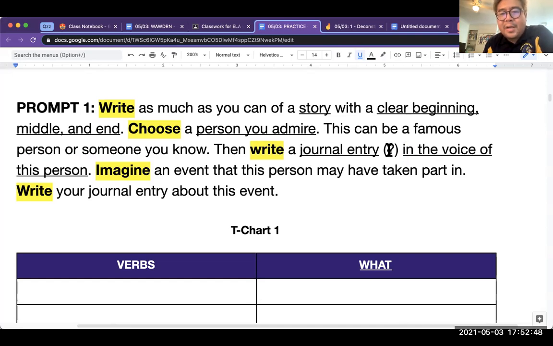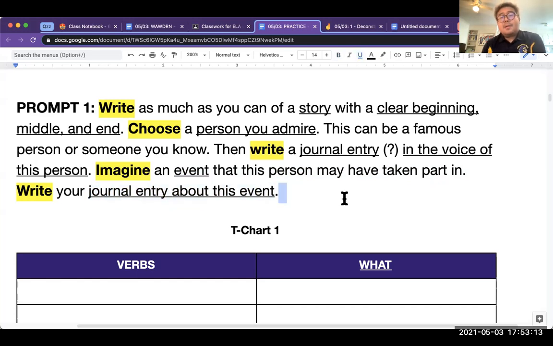So write a journal entry in the voice of this person, right? In the voice of this person. I'm pretending to be this person. Now, next verb, imagine. I'm going to imagine an event. That's what I'm going to underline, that this person may have taken part in. Okay, I don't need to underline that. Lastly, the last verb is write. And again, I'm going to write my journal entry about this event.